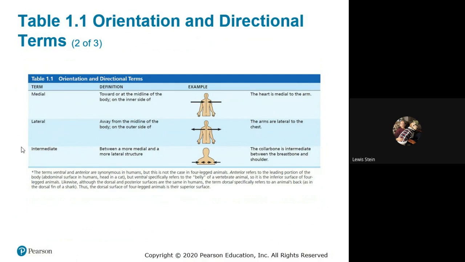The thumb and the big toe even have their own names. Thumb is called the pollex. Hallux, H-A-L-L-U-X, is the big toe. I didn't name it. Every so often they change names. Intermediate, as you might guess, is in between.